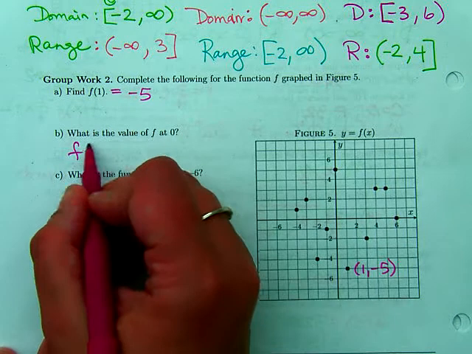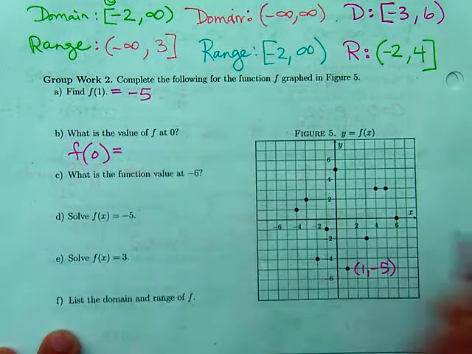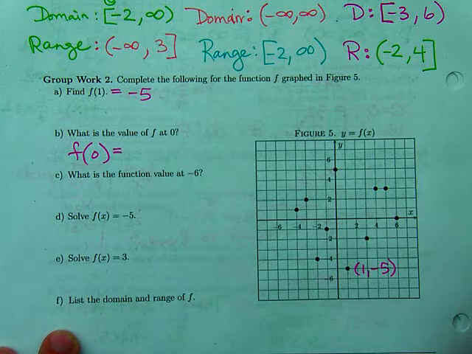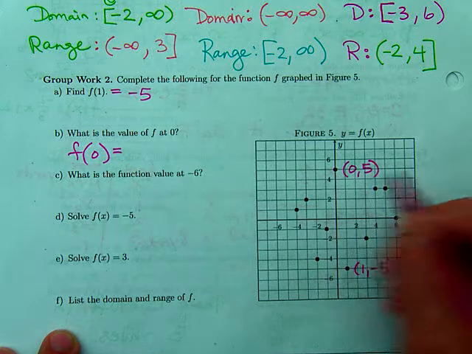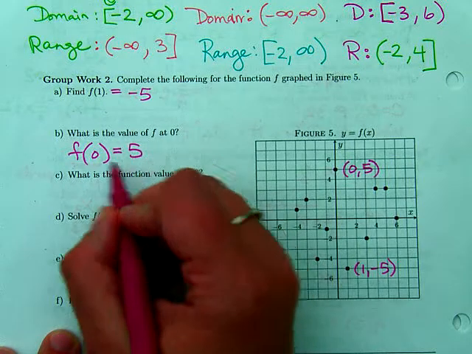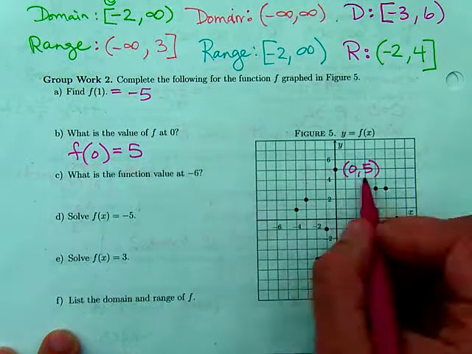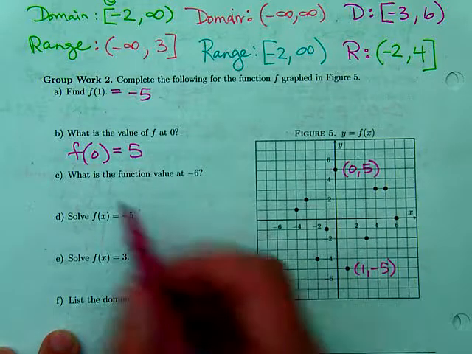What is the value of f at 0? F at 0 is f of 0. Same thing. F of 0, can anyone tell me? It's close. Yes, it's 5. (0, 5) is a y-intercept. Anytime you have x is 0, you're going to be on the y-axis.